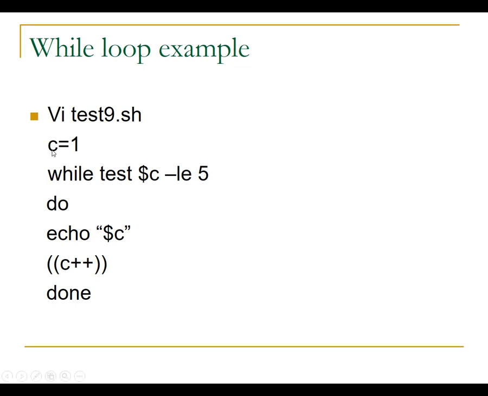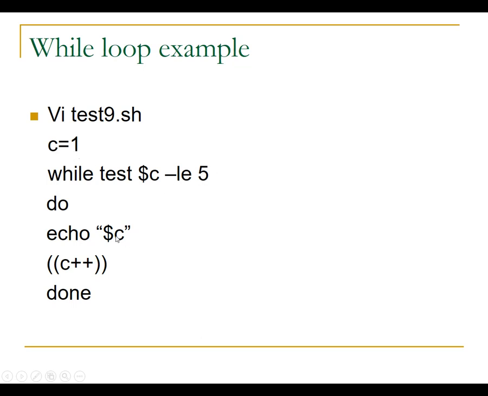So what I have implemented is c is equal to 1, that means the local variable is c and the value of this variable is 1. Then while test is a command, not a file name. Just be clear over here. I forgot to tell in my previous program, test is a command for evaluating the variable against the testing value. So while test $c less than or equal to 5, do echo $c, that means it will check whether the value of c is less than or equal to 5.